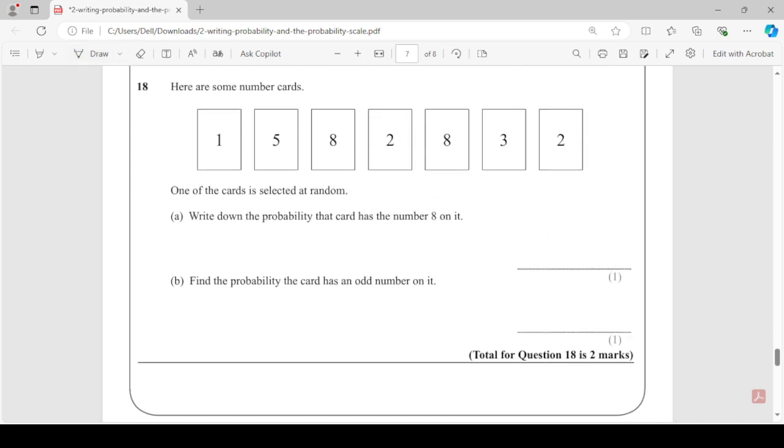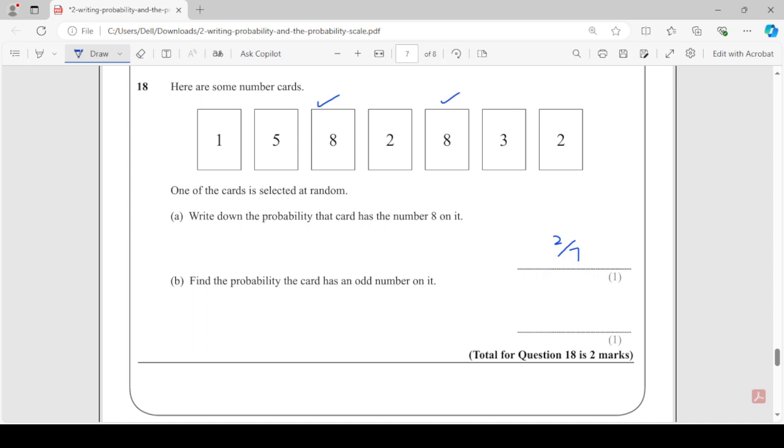Question 18. Here are some number cards. One of the cards is selected at random. Write down the probability that the card has the number 8 on it. There are 2 cards here that have the number 8 on it, and the total number of cards here is 7. So 2 over 7.